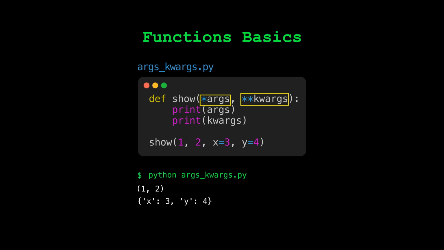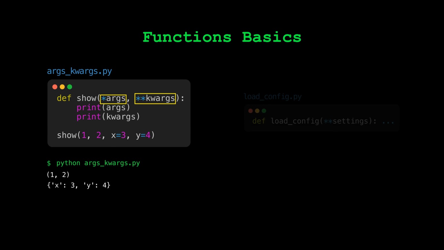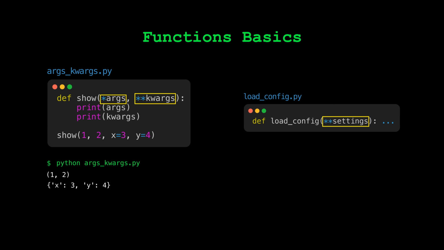They show up most often when a function forwards its arguments to another, like a decorator wrapping the function it decorates. The names are just convention. The star and the double star are what matter. When a more descriptive name fits, use it instead of a generic **kwargs.